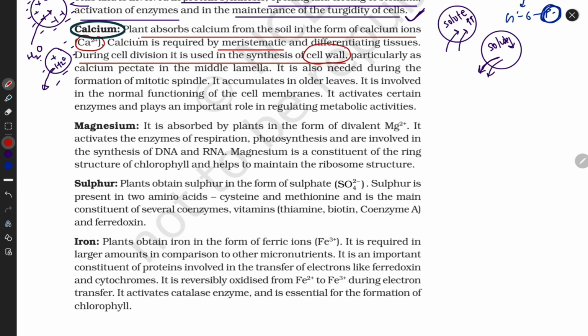They give rigidity to the cell, particularly as calcium pectate in the middle lamella. It is also needed during the formation of mitotic spindles. During division time, they are helpful in the formation of spindle fibers. It accumulates in older leaves, when leaves take some maturation.